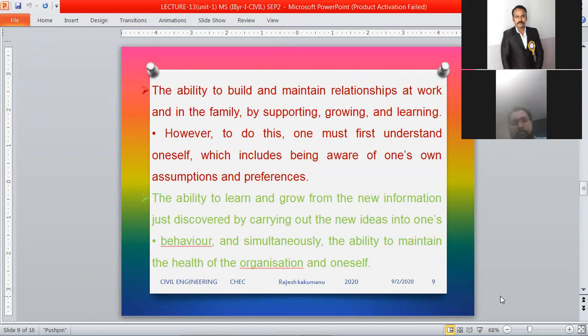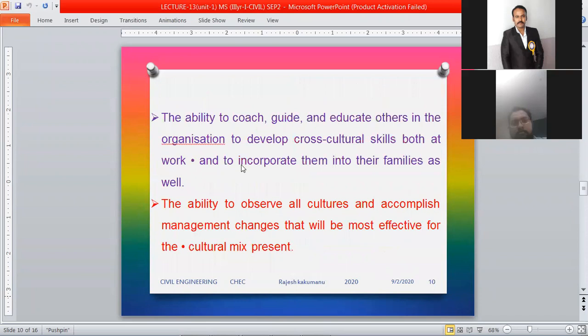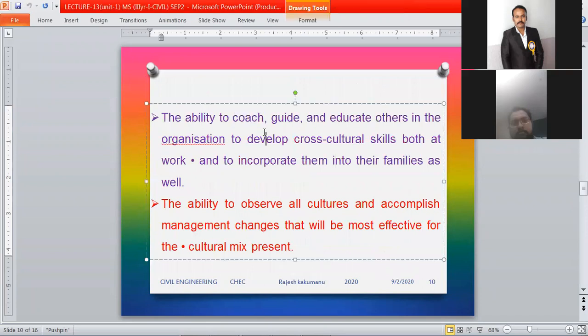Next, the ability to coach. So whenever any juniors come under you, if you are an international manager, you should have the ability to coach them, to give guidance to them, to educate them in the organization, to develop the cross cultural skills both at work and to incorporate them into their families as well. Next, the ability to observe all cultures and accomplish management changes that will be most effective for the cultural mix at present.